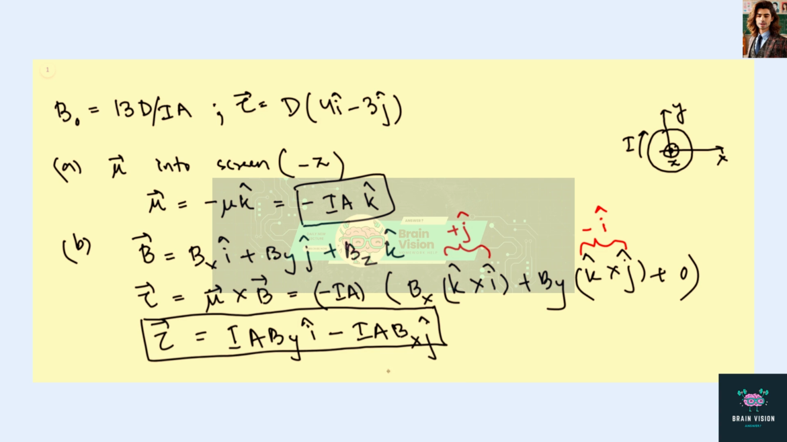Now we can compare this expression to the one we are given over here. And comparing this, we basically compare the components. So the component along x direction should be compared with the expression given. So IABy should be equal to 4 times D. And we do the same for the y component. So that is negative IABx equal to negative 3D.